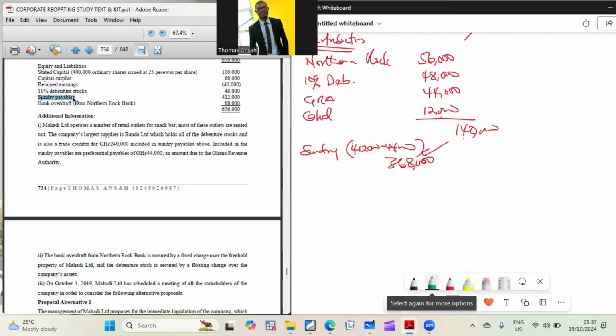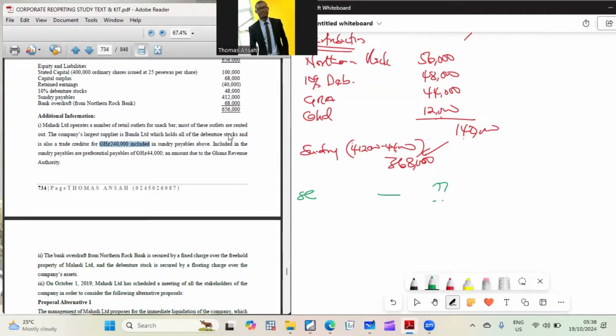So you can only get a percentage out of the 368; the company can only pay 140. So 140, what is the percentage? Then you also state that the stated capital people will receive nothing. And inside there, this 412 to 240 was for, what is that, Banda, right? Yes, Banda. So even the 240 of Banda, we cannot pay it.